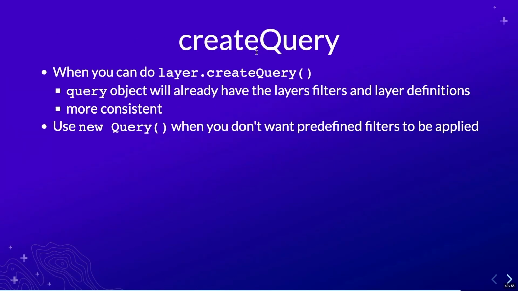All right, so layer create query. A lot of times when you pull a layer into your applications, it's already going to have some filtering on it. It's things like layer definitions that are defined on it. When you do your queries, you want to honor those layer definitions. So what you can use is layer create query, and that query will automatically have those layer definitions on it. So if you query for features, anything that is excluded or included by layer definitions will be honored in the query, right? And if you want to just go ahead and ignore whatever filters the layer has defined, you can just create a new query, and then none of those predefined filters will be applied.